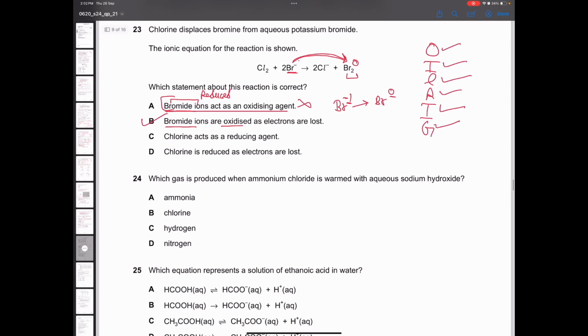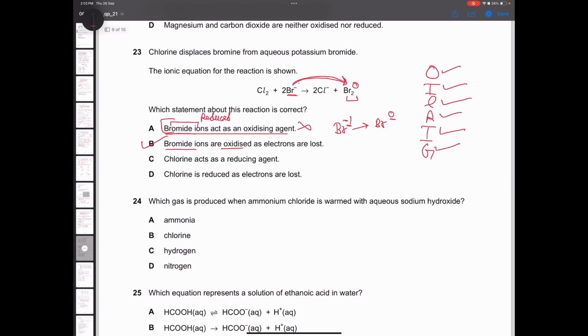Now let's also check the other options. Chlorine acts as a reducing agent. So they're trying to say chlorine is getting oxidized. And oxidized means loss of electrons. So let's check whether it is losing electrons or not. On the reactant side, it is in elemental form, so the charge is 0. In the product side, the charge is -1. So it is going from a charge of 0 to -1. Is it loss of electrons? I don't think so. It's gain of electrons.